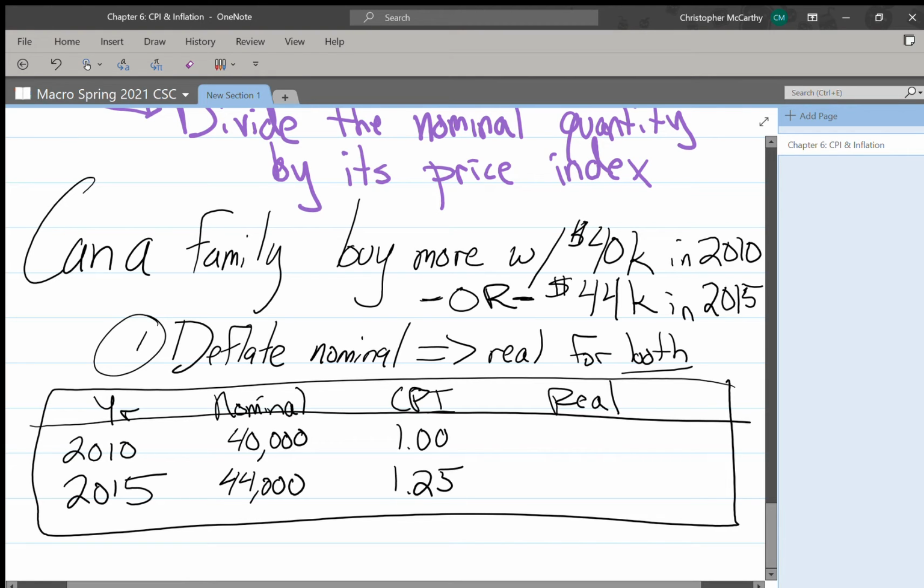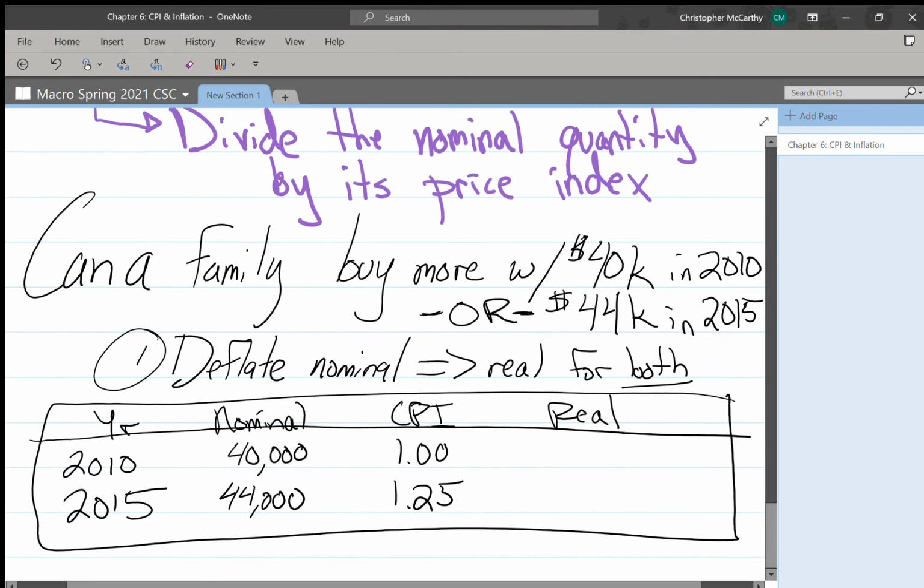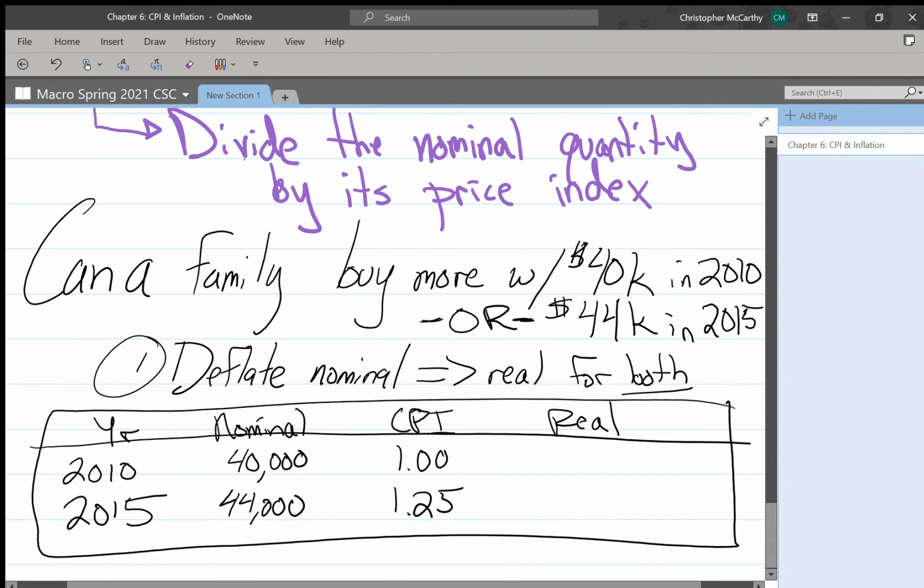So the first one's easy. And I even left the instructions up here, right? We divide the nominal quantity by the price index. So the real is going to be 40,000 divided by 1.0. So it's going to be 40,000. Again, this is not always the case, but in a lot of the examples, just for simplicity, that's how it is, right? What about for the 2015 number?